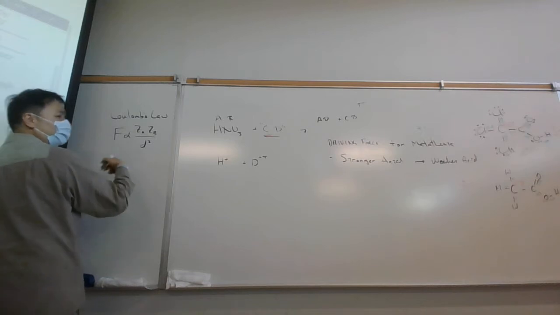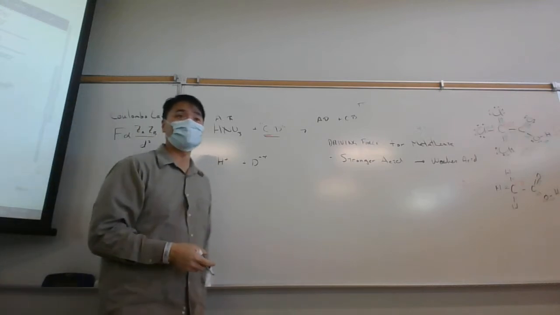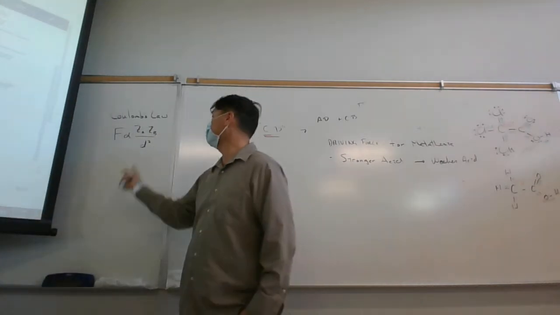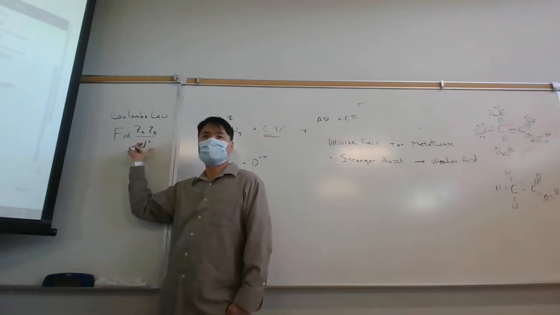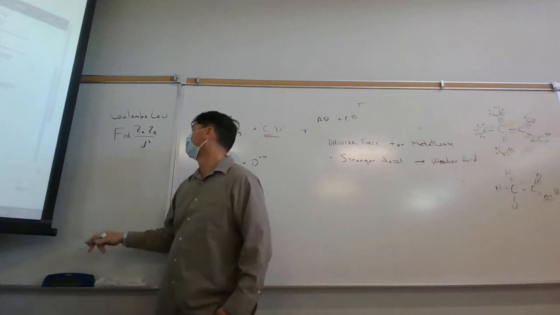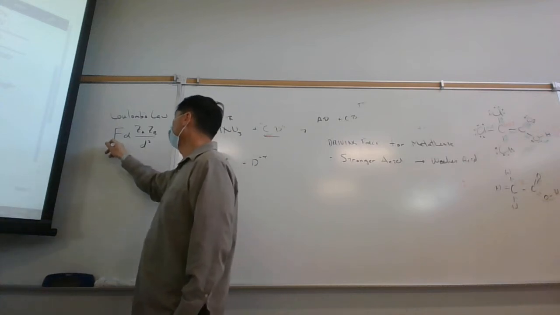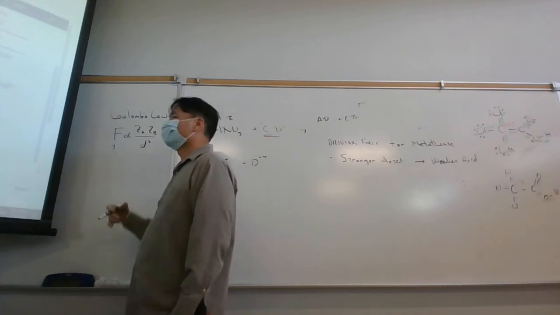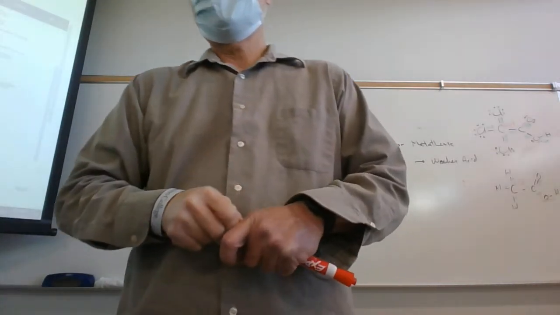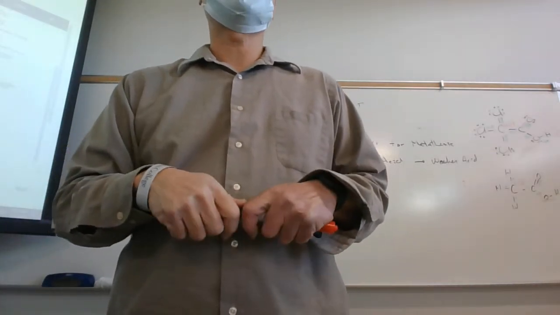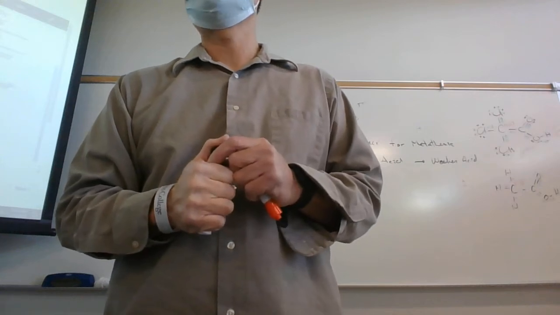All we need to know is what it's proportional to. This is the force of attraction or repulsion. It's an attraction if they're oppositely charged. It's a repulsion if they're the same charge, both positive or both negative. In other words, this is one of the characteristic things that will tell us the strength of a bond, especially ionic bonds.